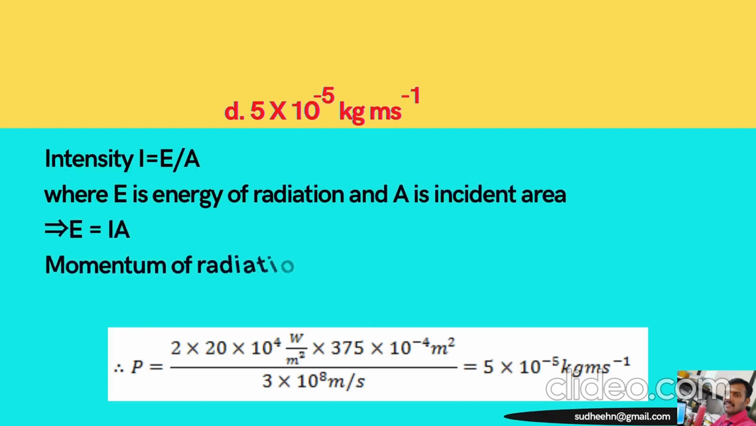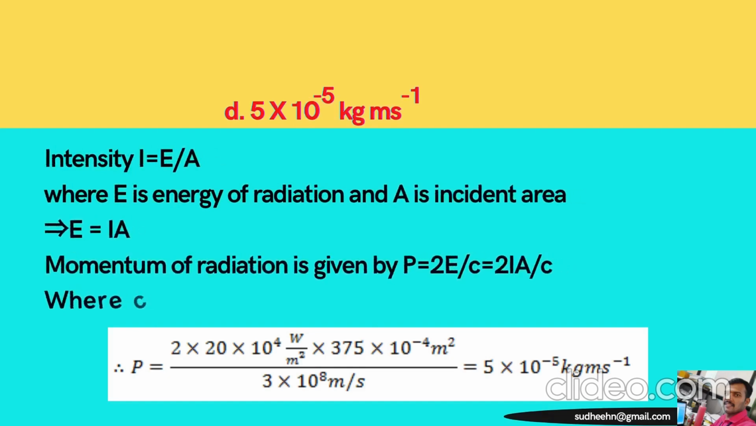That is with the help of the equation for momentum of the radiation, that is given by P is equal to 2E divided by C. But E we can get by the intensity equation, that is I is equal to E by A, therefore E is equal to I into A. By substituting all the values, we will get momentum of radiation P is equal to 5 into 10 to the minus 5 kg meter per second.